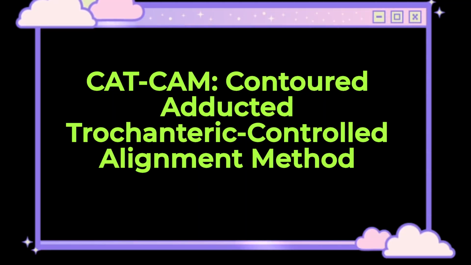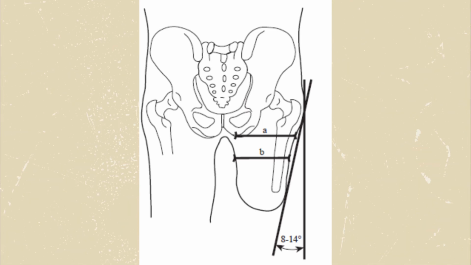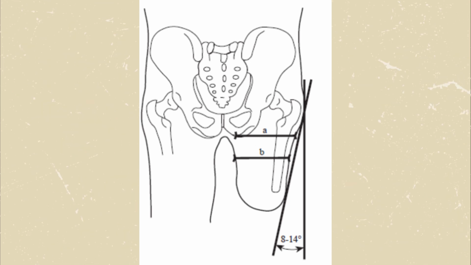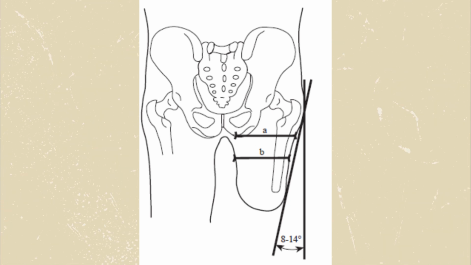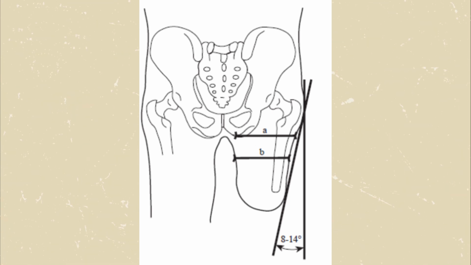CAD/CAM means Contoured Adducted Trochanteric Controlled Alignment Method. Then, keep the femur in the adduction position. This provides a medially directed force just above the distal end of the amputated femur, and holds the ischial tuberosity in the posterior medial position within the socket by applying counter pressure on the lateral wall at the ischial level.